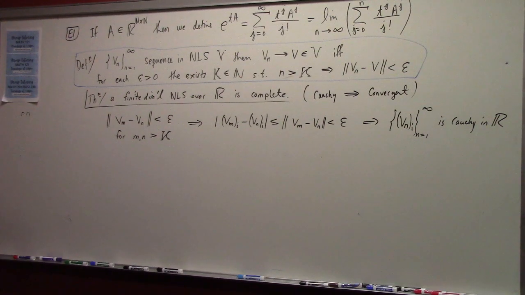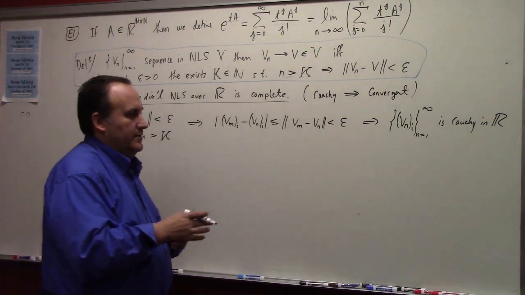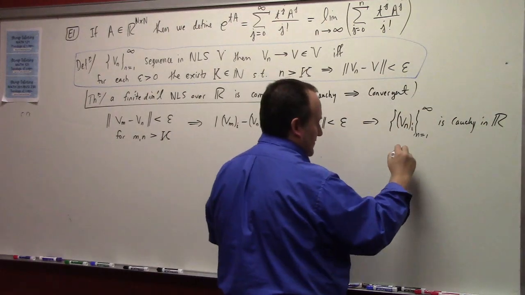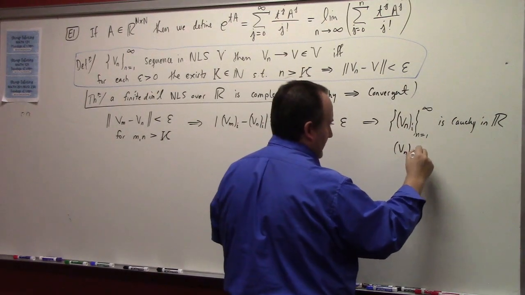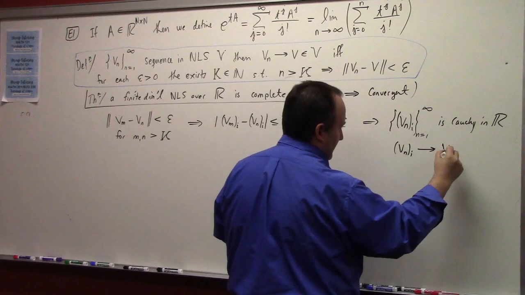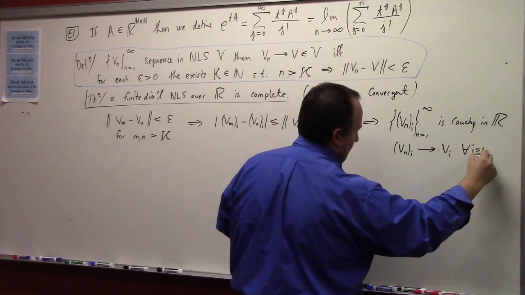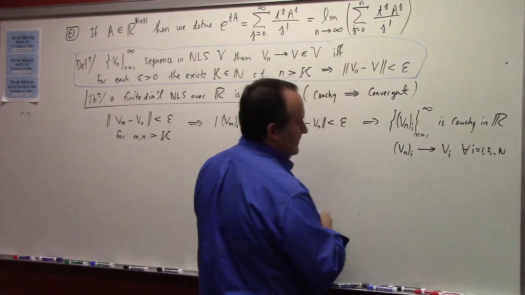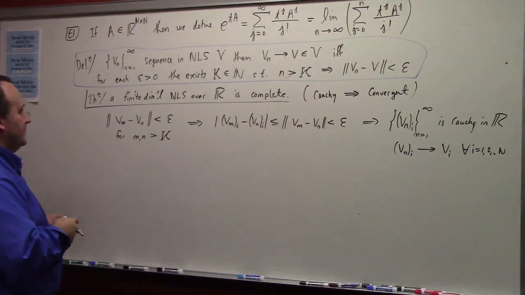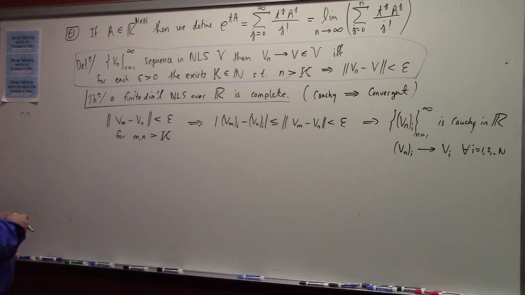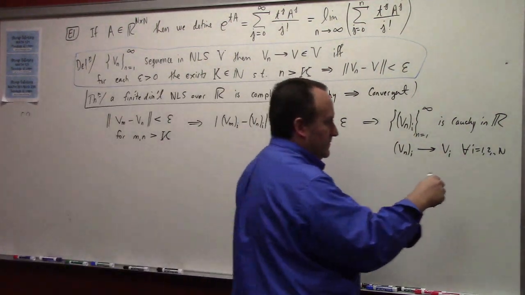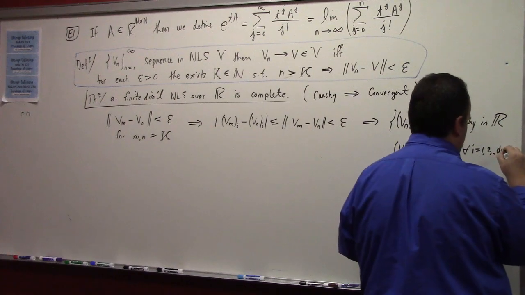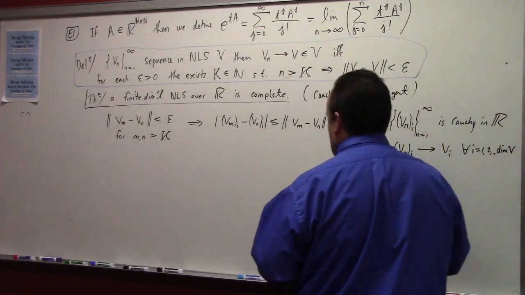Anyway, since that's Cauchy in R, that implies that Vn sub i converges to, like, V sub i for all i, right? And I'm assuming n is the dimension of my vector space all of a sudden. Maybe I should just put the dimension of V there.